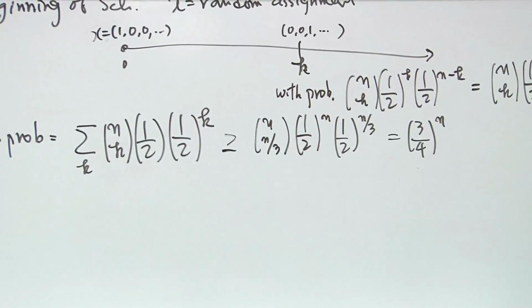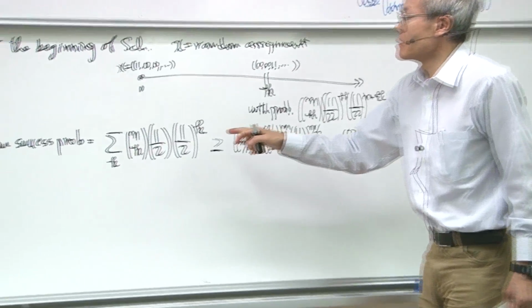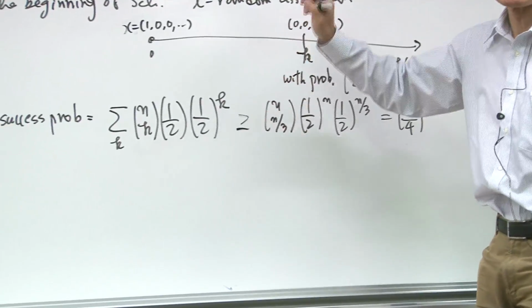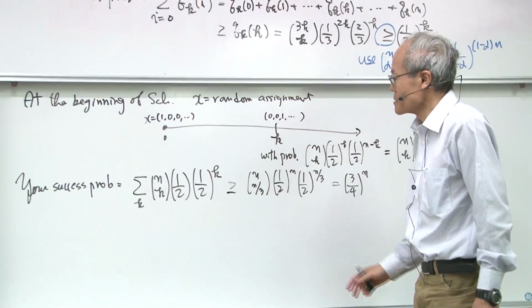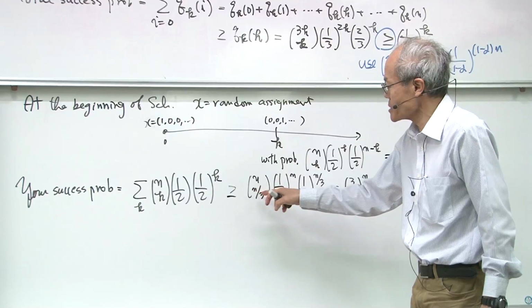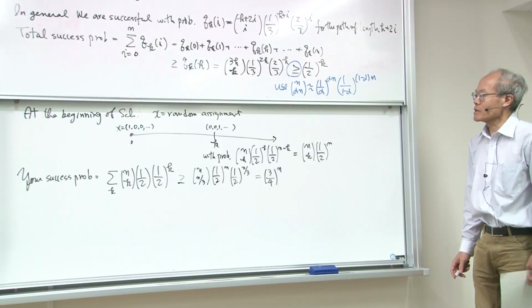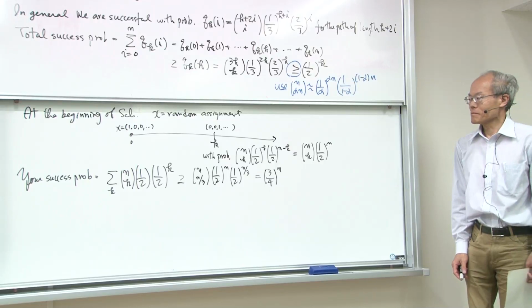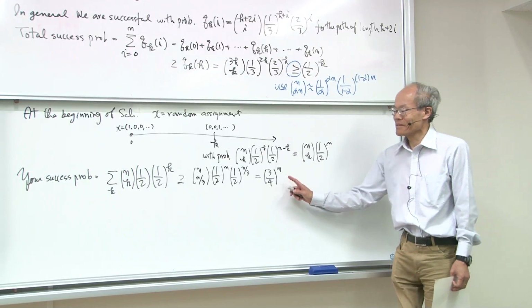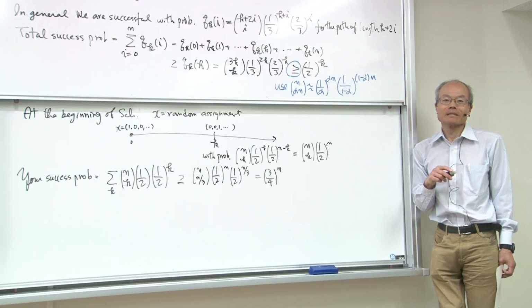We are going to do the simple approximation, just taking one term. We ignore all other terms. This time, we choose k equal to n over 3. Then this value is 3/4 to the n. This is your success probability by doing that SCH once.